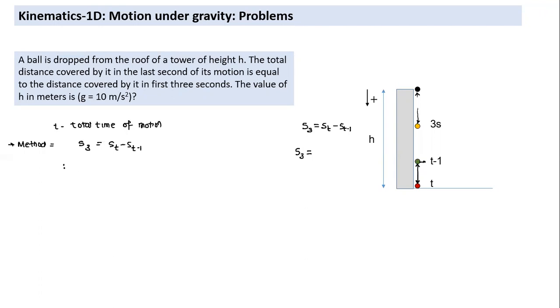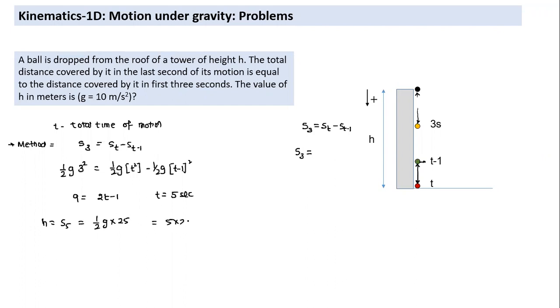Let's put this value. If we take downwards as positive, it will be 1 by 2 g into 3 square equal to 1 by 2 g T square minus 1 by 2 g into (T minus 1) square. If we simplify, the 1 by 2 g gets cancelled. 9 is equal to 2T minus 1, using a square minus b square, or T is equal to 5 seconds. How much time does it take to hit the ground? It takes 5 seconds. So what is the value of height? H will be equal to the distance traveled in 5 seconds. Thus H is equal to 1 by 2 g into 25. That's your answer.